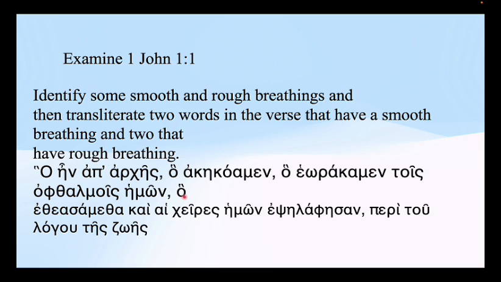And then ho, again, rough breathing, but here it is a smooth breathing. I don't supply an H sound before it. So etestameta, kai. Then I have the rough breathing here, so it should be hai, charis, humon, epsilefesan, peri tou logou tes zoes. So these are the concepts of smooth and rough breathings.